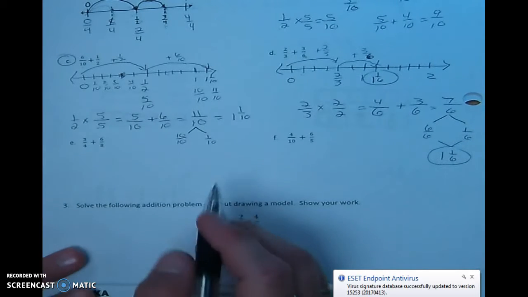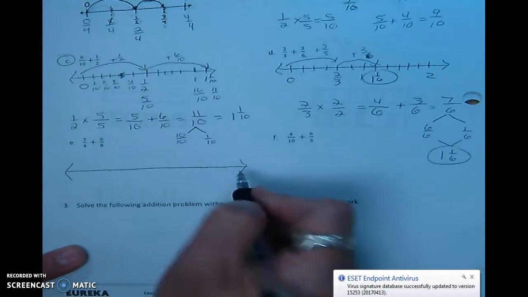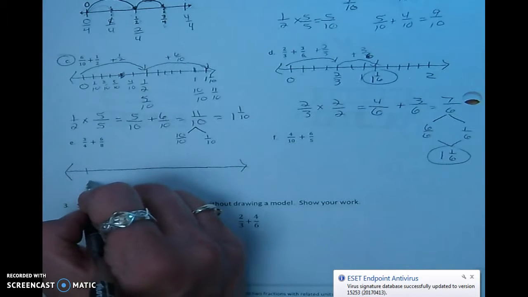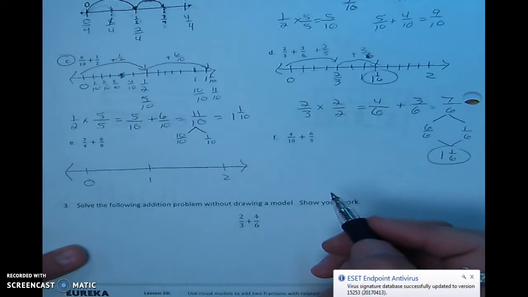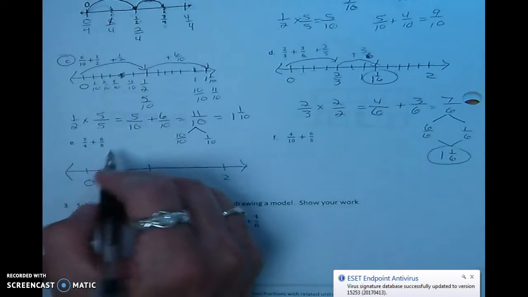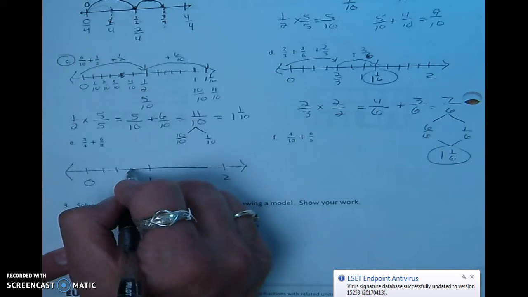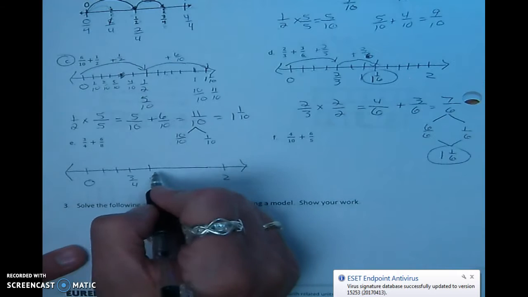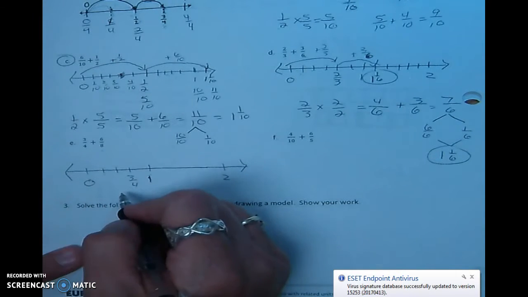Okay, letter E. I think letter E is also going to be larger than 1. So I'm going to put 0, 1, and 2. Let's see. I need to start with fourths. So where is my 3/4? Here's 3/4. 1/4, 2/4, 3/4, 4/4. Okay. Now I need to split it into eighths.